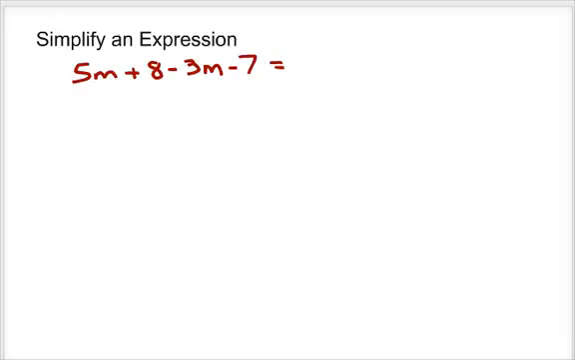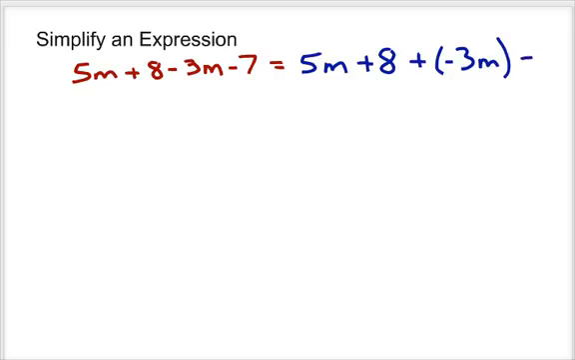Well, the first step with finding the terms was to rewrite this expression as a sum, or as all addition. So I'm going to go ahead and do that right over here. I'm going to do 5m plus 8, because that's all fine the way it was. Then I've got minus 3m, so I'm going to make that a plus negative 3m. And I've got minus 7, so I make that a plus negative 7.